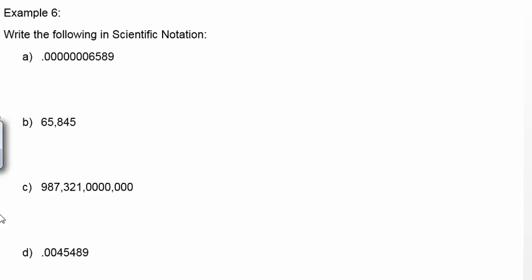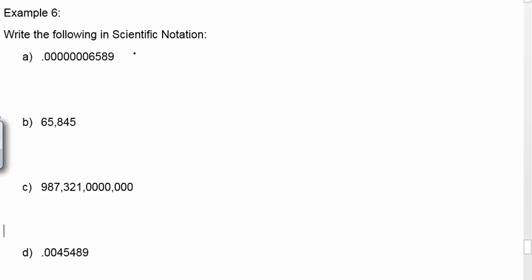Write the following in scientific notation. Our first example, we have 0.0000006589. So we need to write this in scientific notation. So the first step is to move the decimal so that we form a number that's between 1 and 10.